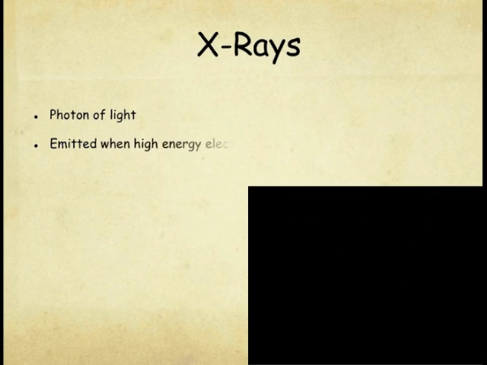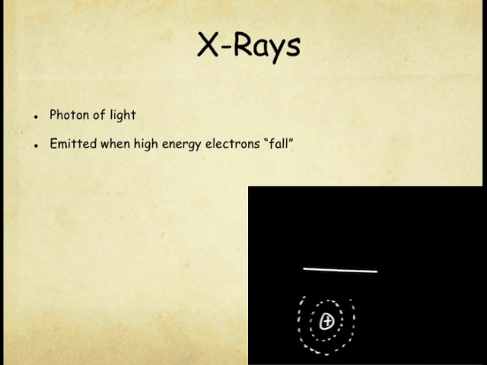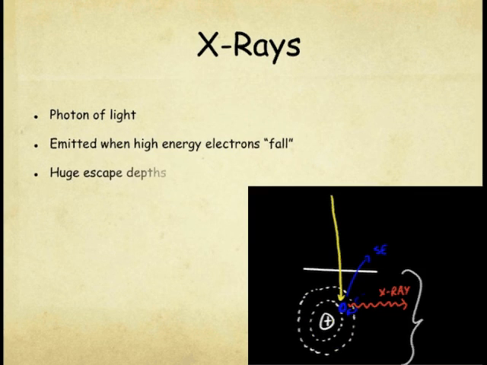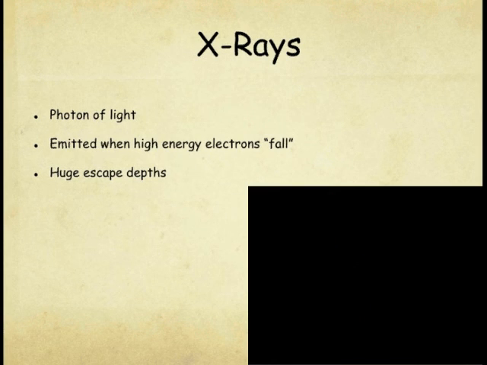X-rays are only emitted from a sample atom when a high-energy electron falls down to a lower energy level, and the vacancy which is filled by a higher energy electron is usually the result of a secondary electron being emitted from the sample. X-rays can have huge escape depths, larger than 50 microns in some examples.